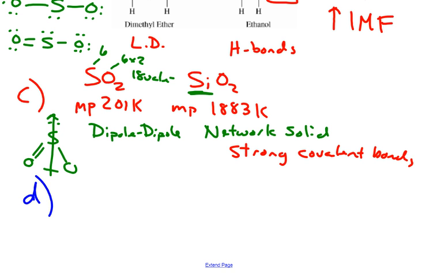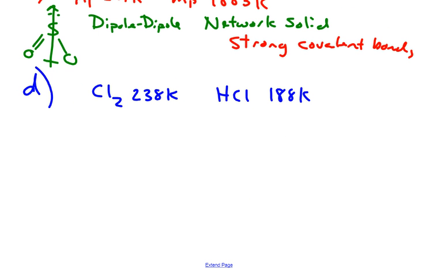Letter D, final one. It says, the normal boiling point for Cl2 is 238. Okay, the normal boiling point of Cl2 is higher than the normal boiling point of HCl. Account for the differences in boiling points based on the types of intermolecular forces in the substances. You must discuss both. Okay, so this is a great question, so let's just jump into this due to time.